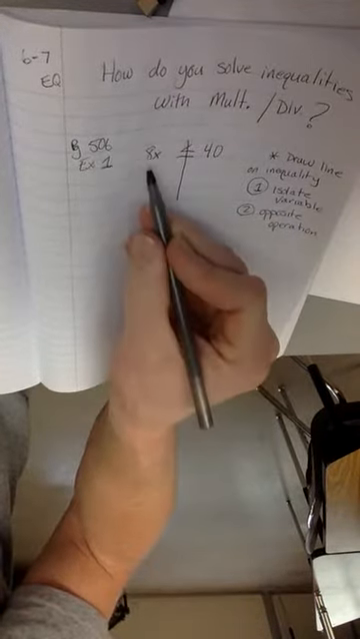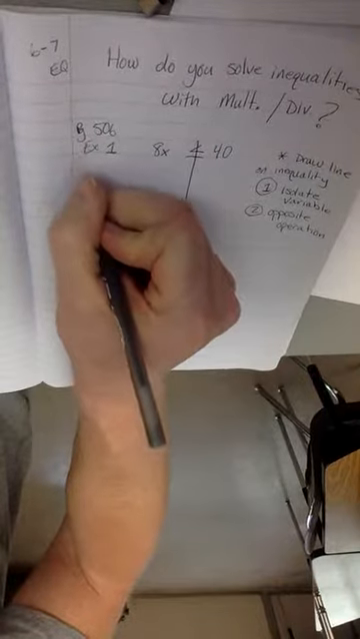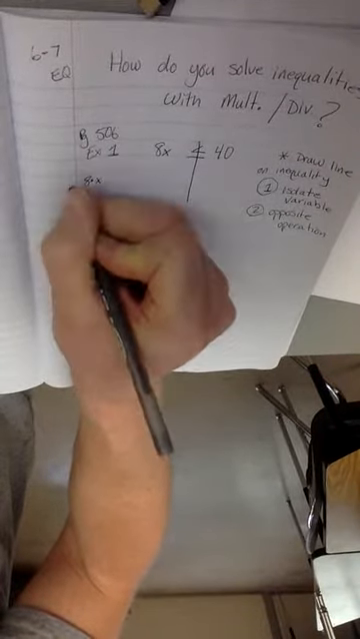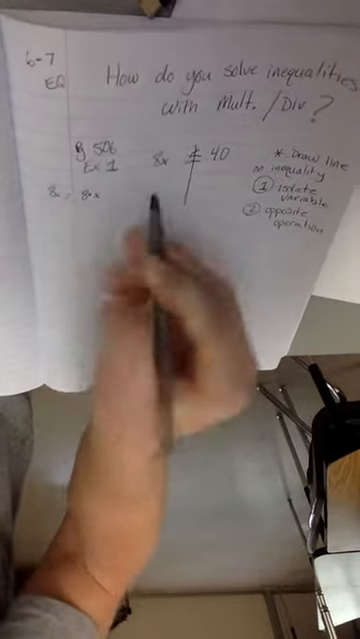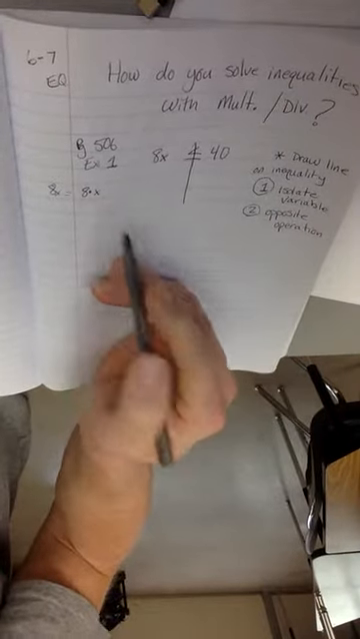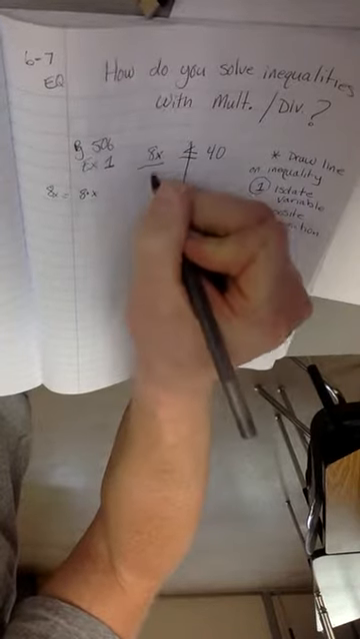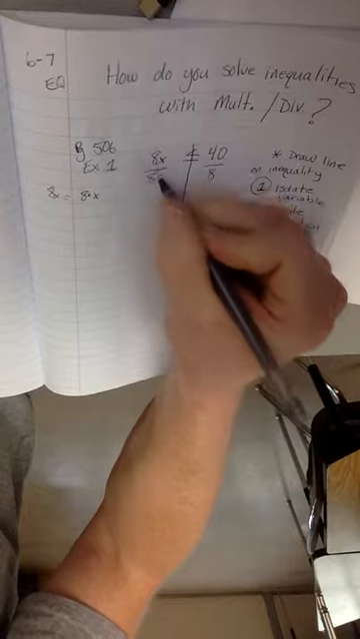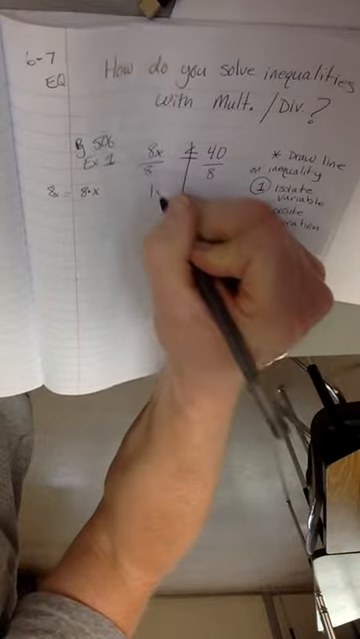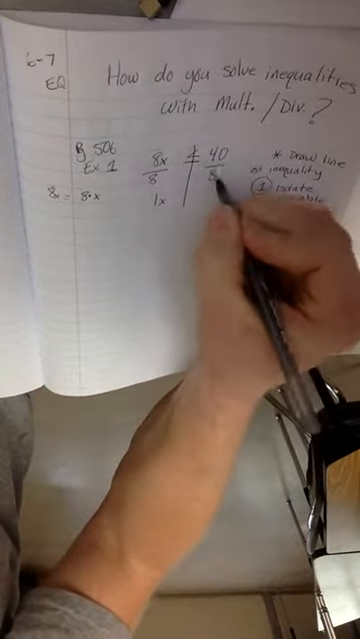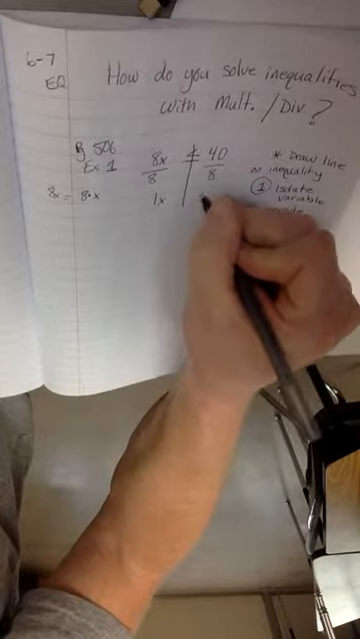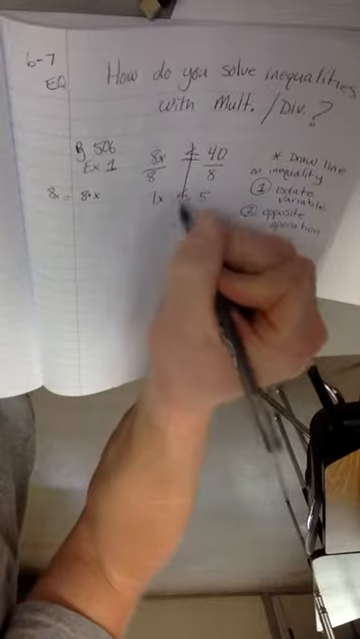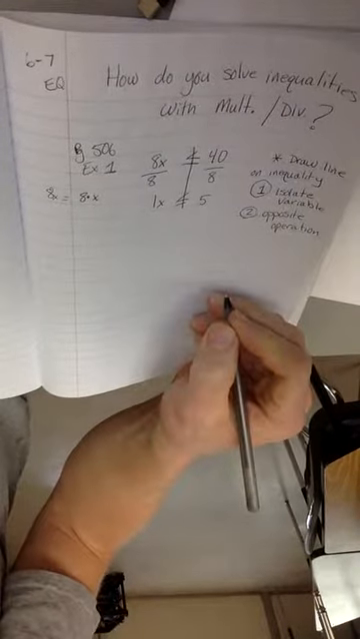So we look at the 8x. This means 8 times x. 8x is 8 times x. So we're going to do the opposite of that. Divide this by 8. Divide that by 8. 8 divided by 8 is 1x. 40 divided by 8 is 5. Now we're going to go ahead and do less than or equal to. And we finished the problem.